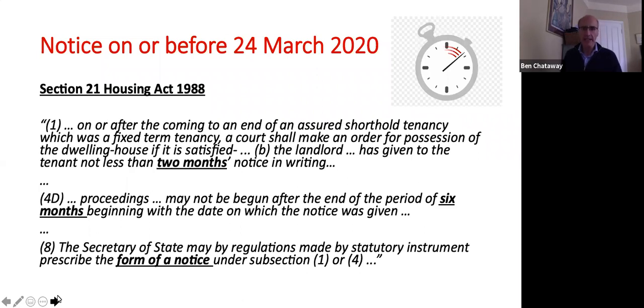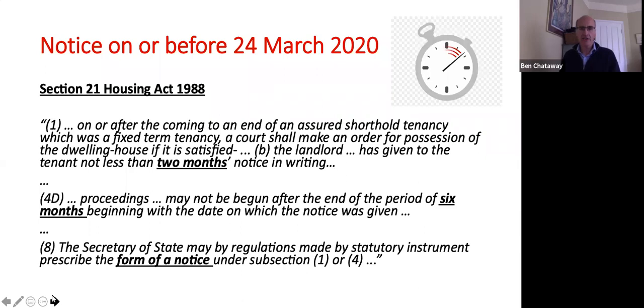But importantly, you've got 21.4D, which makes it clear that claims have to be brought within 6 months of the notice being given. So in other words, you used to have a 4-month window. You'd serve your notice, got to wait 2 months, then you've got to issue within 4 months. That was the window for issuing your claim.